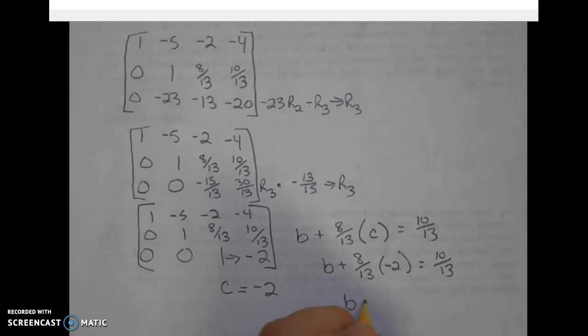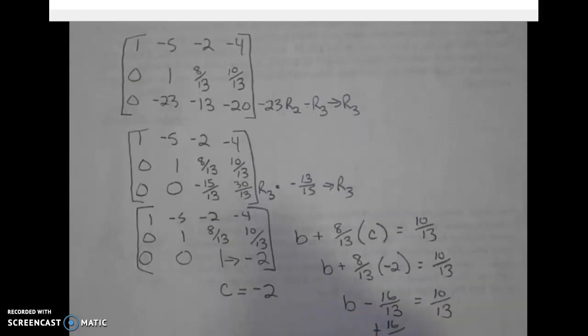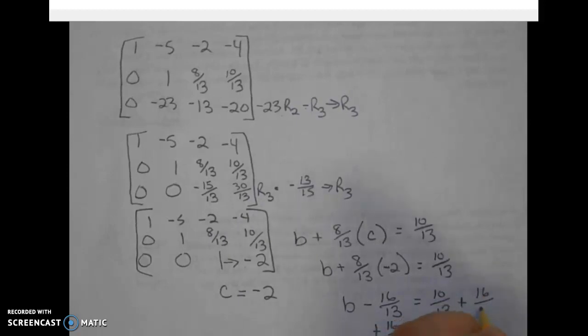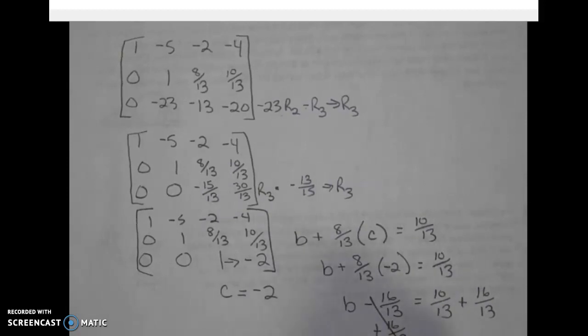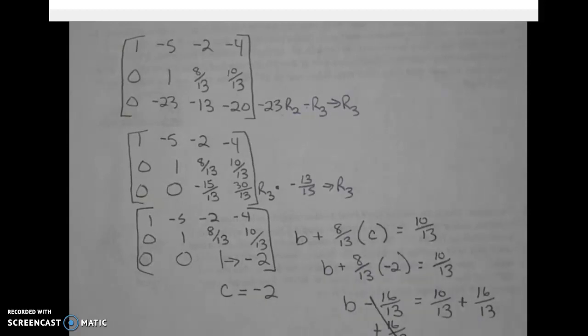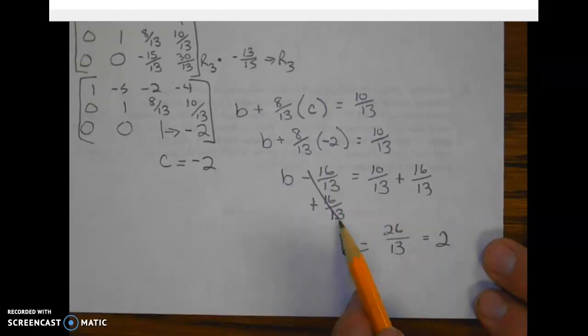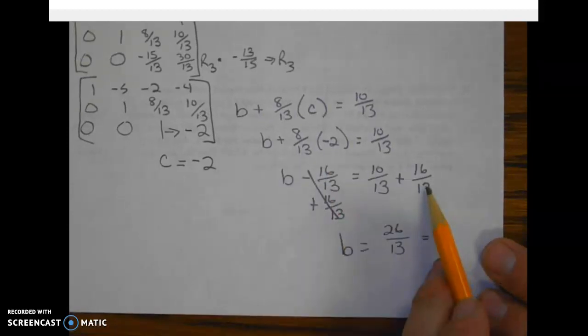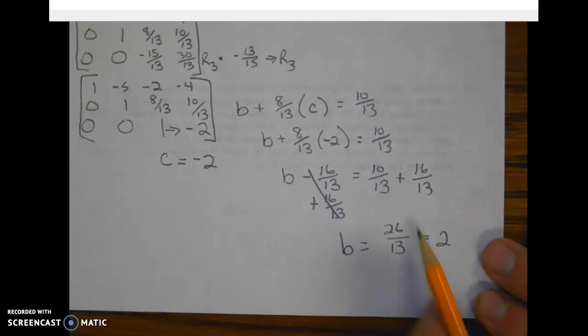And now we're going to solve this for B. So this is going to be negative 16/13. I added 16/13 to cancel that out, and added 16/13 over here. 10 plus 16 is 26. Denominator stays the same. Divide, we get 2. So now we know that B is equal to 2.